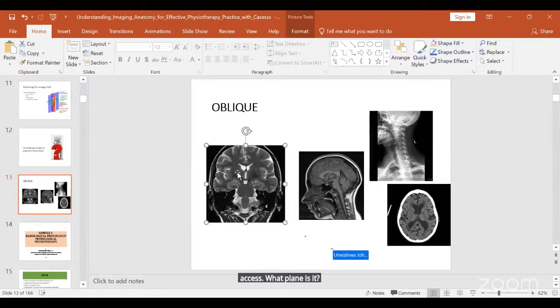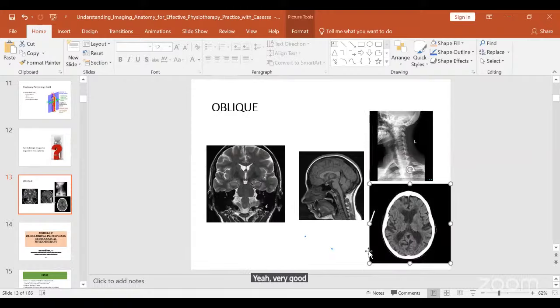This one, what plane is it? Hello, can somebody hear me? Coronal. Coronal. I agree with you. How about this? It's surgical. How about this? Very good. This is transverse. Transverse, axial, very good.